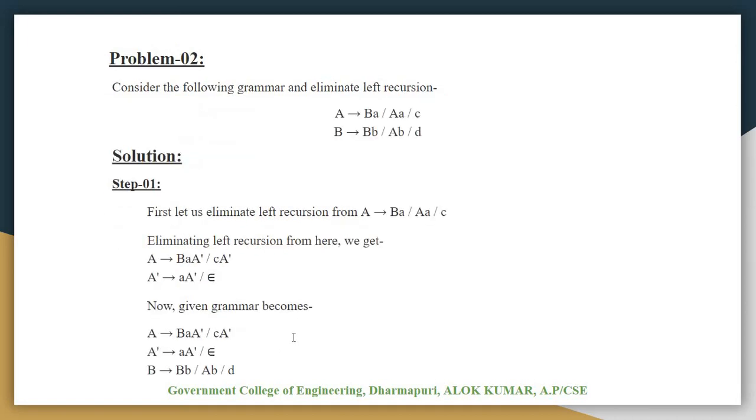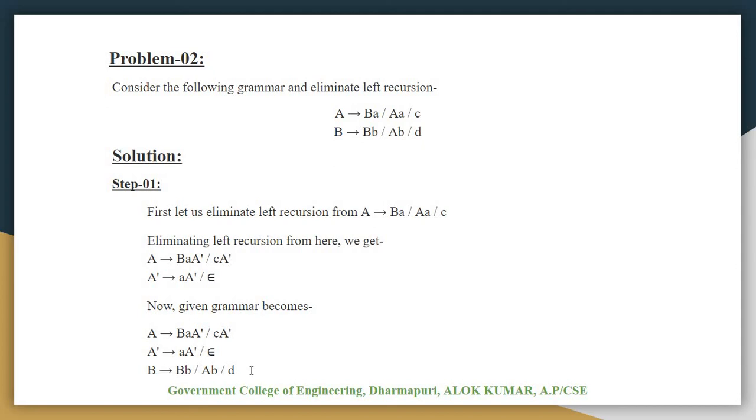In the same manner, the second example is like this. If we have one grammar and we have to eliminate left recursion, how will we do it? In the first step, you can see A is generating B A A C, and left recursion is there, so we write B A A dash C D dash C A dash, and A dash will generate A A dash and empty. Now the given grammar becomes these two, and this one, B B A B B A B D, which we have written.